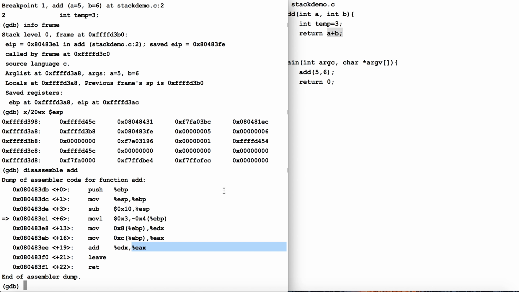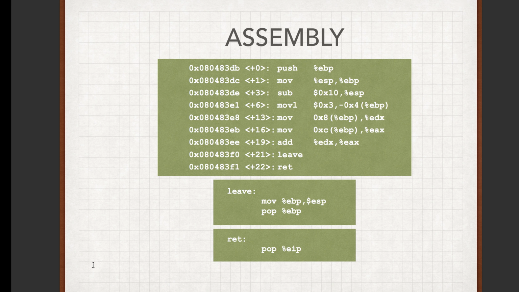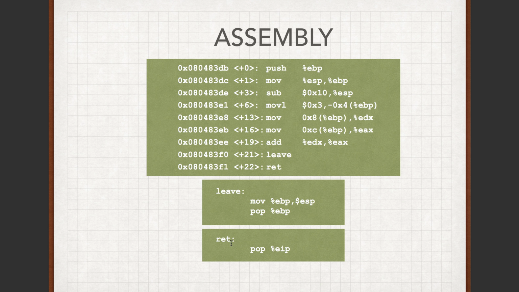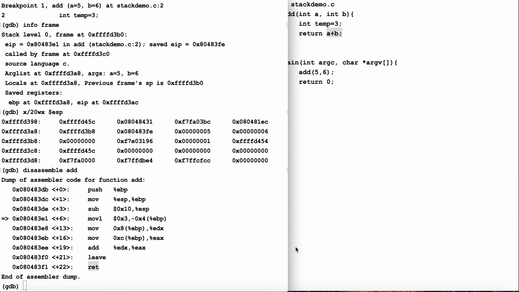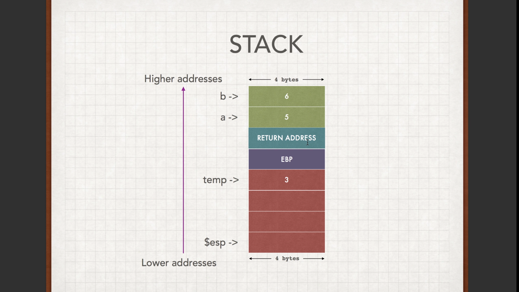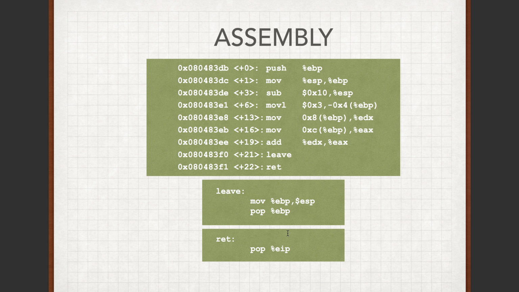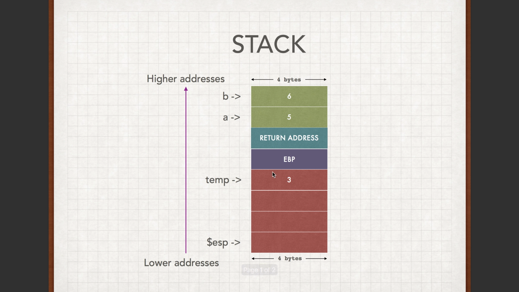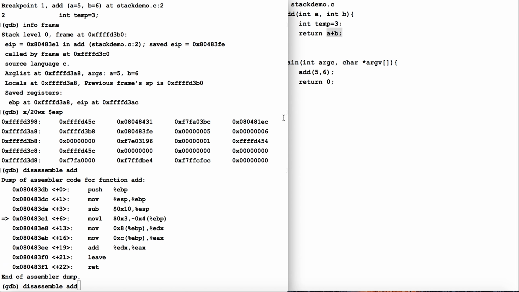After this leave instruction, the next instruction is the ret instruction, that is return. Internally, ret is nothing but pop to %eip. The stack pointer is pointing to the return address. This value is popped into the EIP so that the program counter knows where to start executing after we return from the function. And then the stack again moves by 4. So right now the stack will be pointing to this address where 5 is stored.